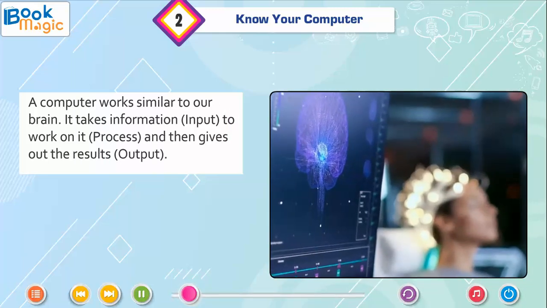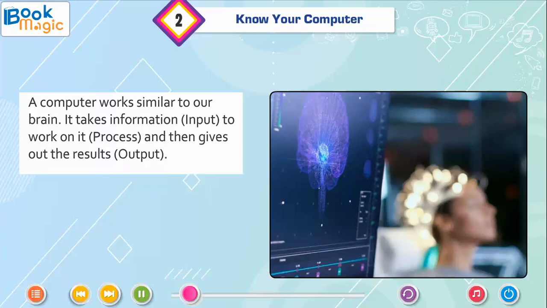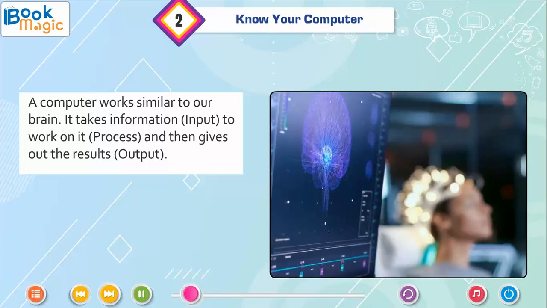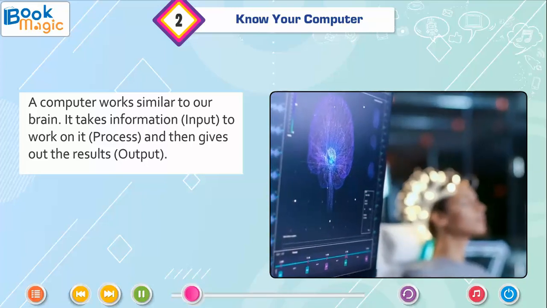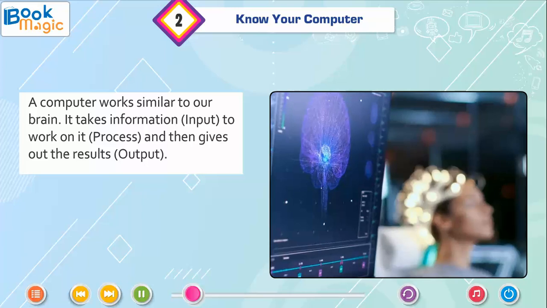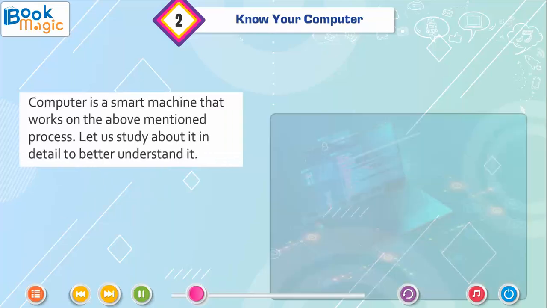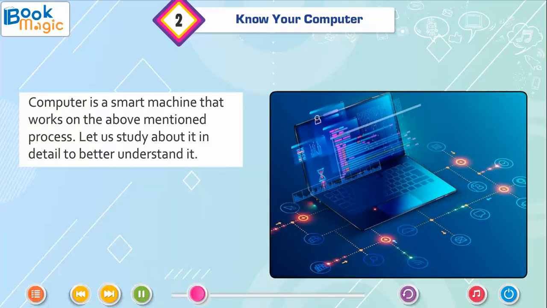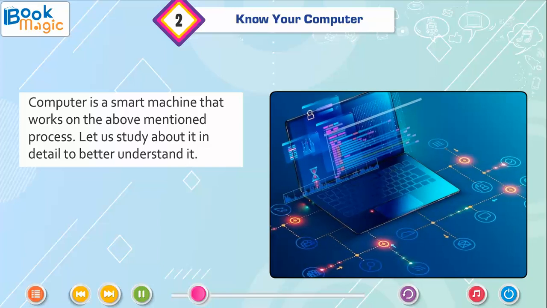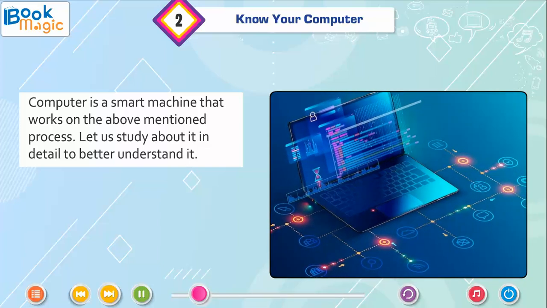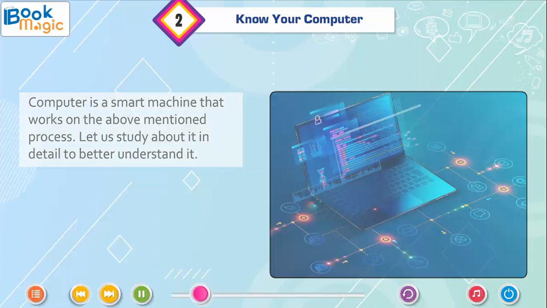It takes information, which is the input, to work on it, which is the process, and then gives out the results, which is the output. Input, process, output. Computer is a smart machine that works on the above-mentioned process. Let us study about it in detail to better understand it.